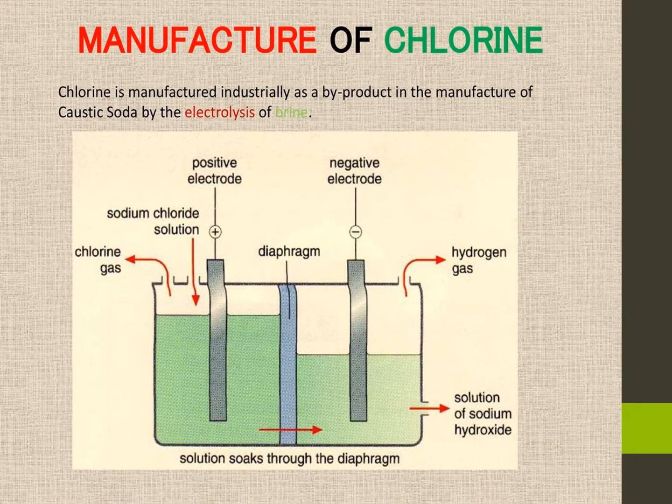Manufacture of chlorine. Chlorine is a highly reactive element, so it does not occur in free nature. It will not be alone; it will always be in a group. So it is usually distributed as various metal chlorides, metal chlorides. So NaCl: Na sodium, Cl chloride.